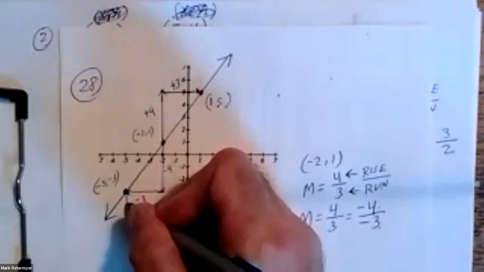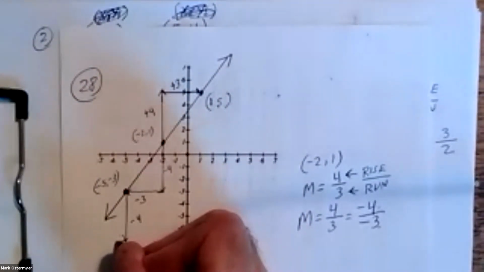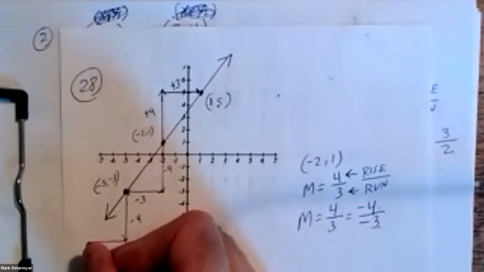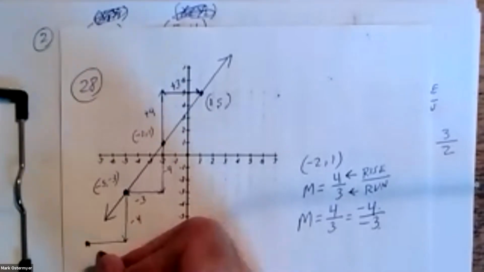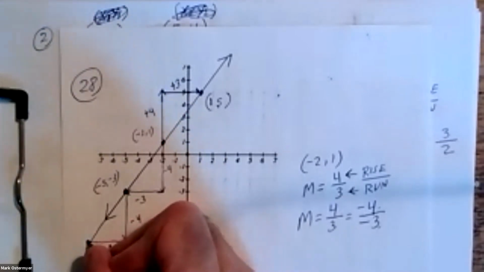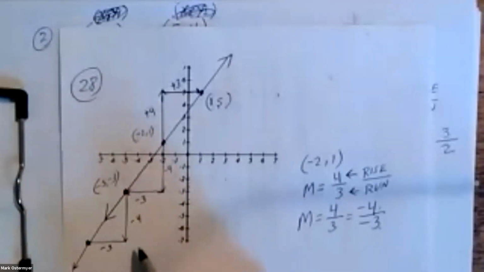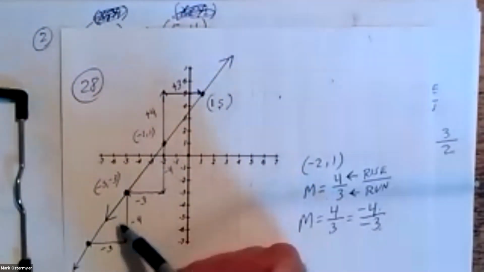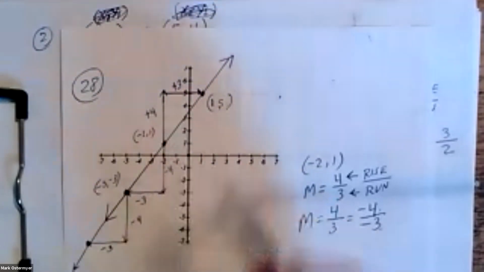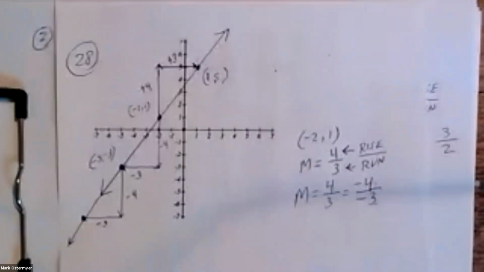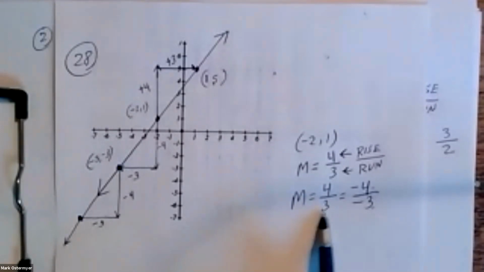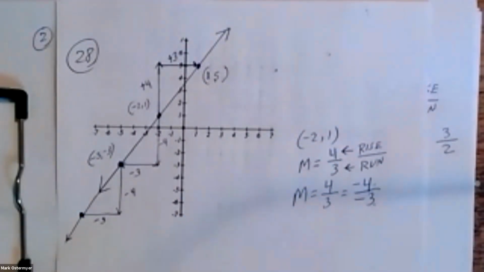Or I could continue to go down what? From this point, I could go down 4 more units. -1, -2, -3, -4. And then 3 to the left again. -1, 2, 3. Another point on my line. You could do that indefinitely. Whether you go up 4 to the right 3 or down 4 to the left 3, ladies and gentlemen, you're going to keep plotting points on the same line because that's the slope of the line, 4/3 or -4 over -3.